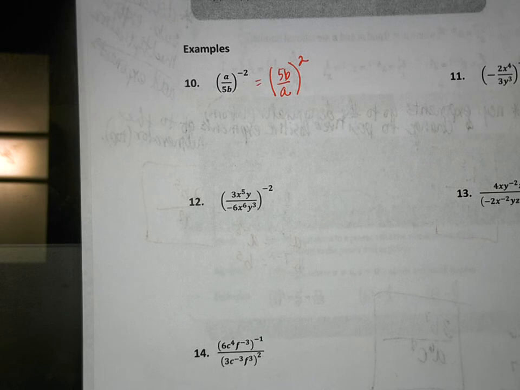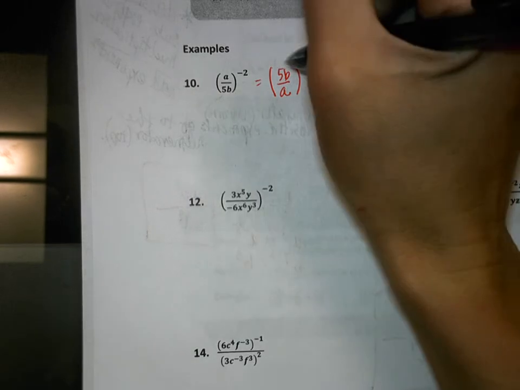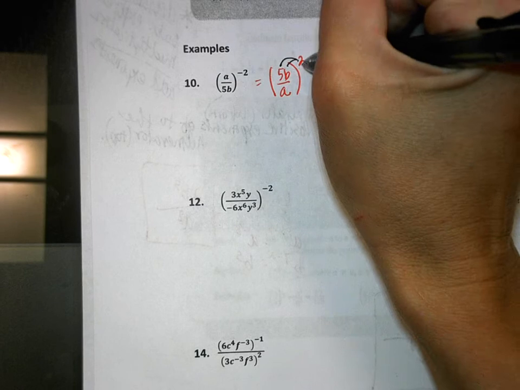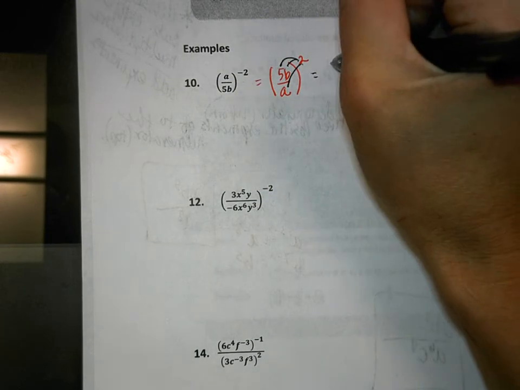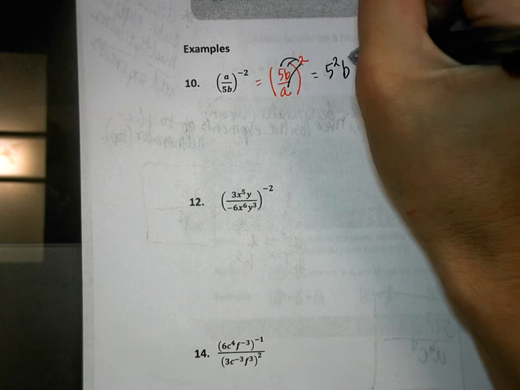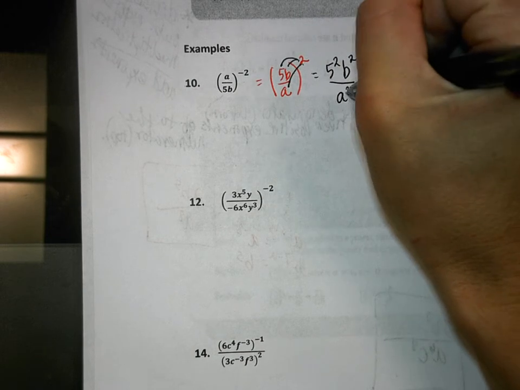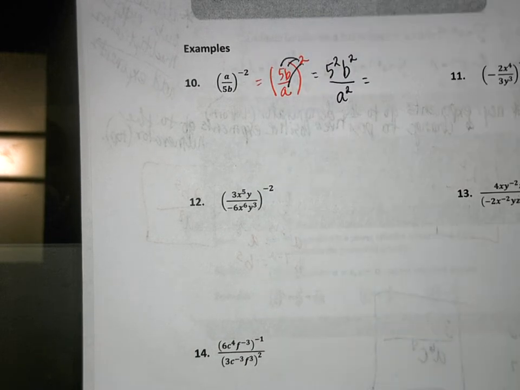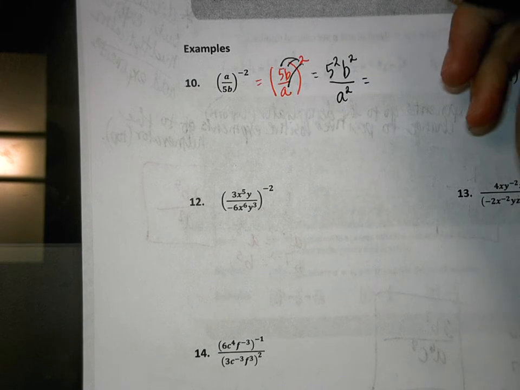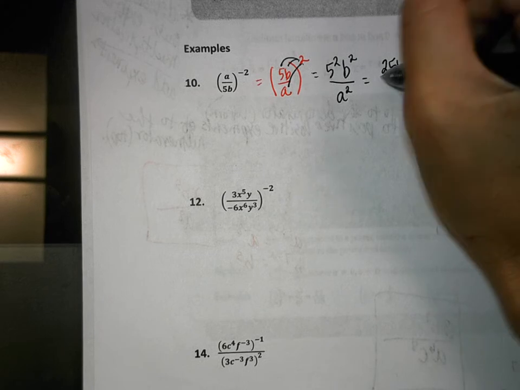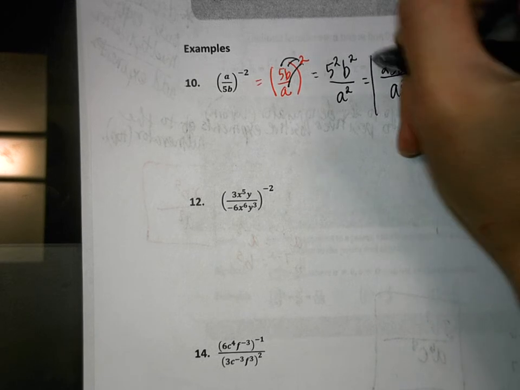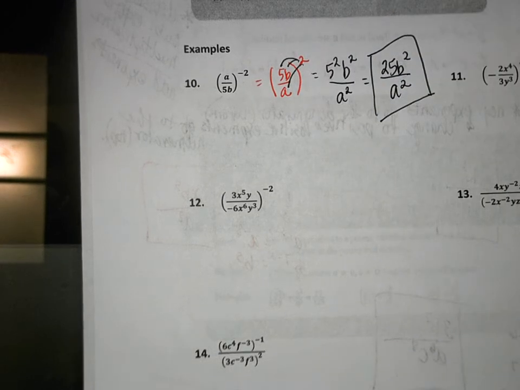Simplify, and we'll do that by taking that exponent of 2 to everything in the parentheses, because our exponent always goes to everything it's touching. So we end up with 5 to the second power, b to the second power over a to the second power. And then we would end up making 5 to the second power 25. So 25b to the second over a to the second. Okay. Any questions before we move on?